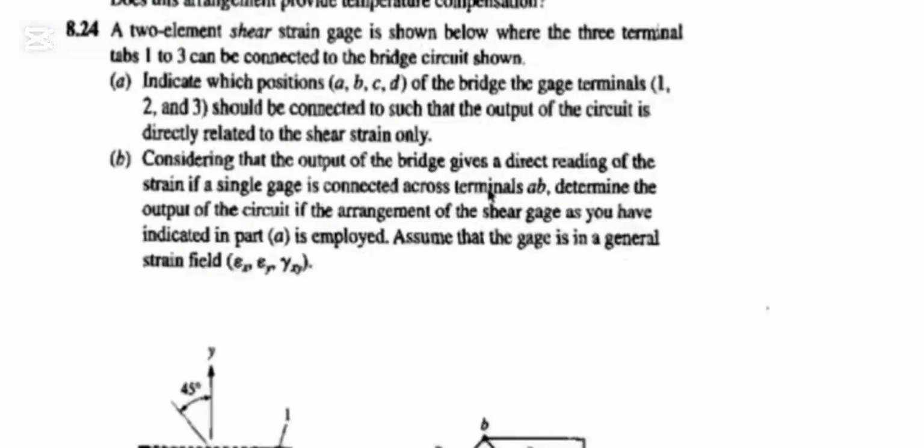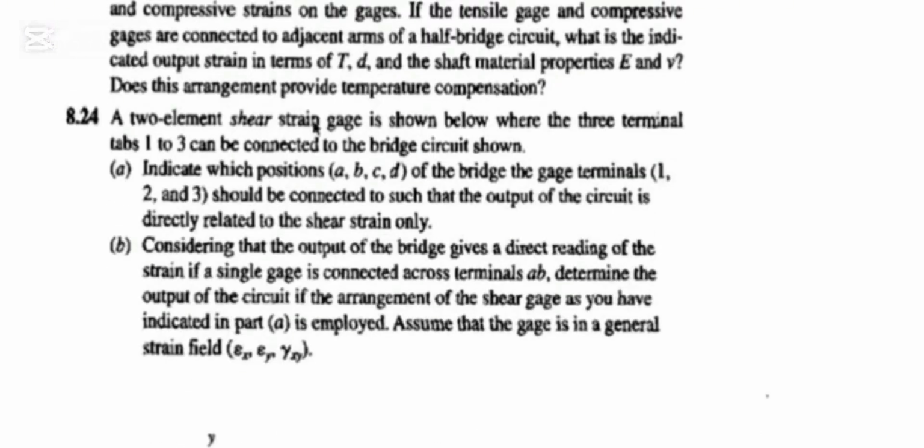So last, the question we have here is: a 2-element shear strain gauge is shown below, where the three terminal tabs 1 to 3 can be connected to the bridge circuit. Indicate which position of the bridge the gauge terminals 1, 2, and 3 should be connected such that the output of the circuit is directly related to the shear strain only.